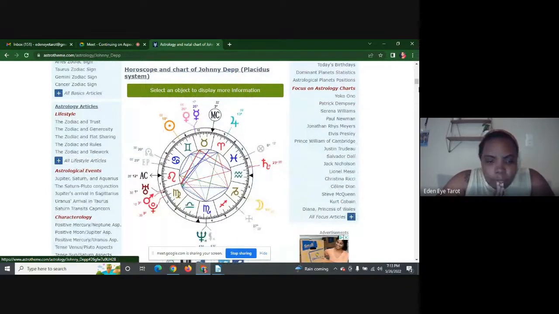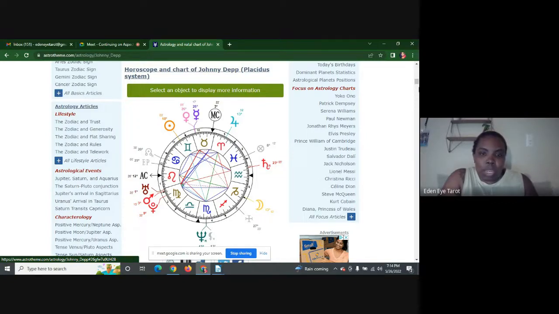So, Mr. Depp is a Leo rising. He has his sun in Gemini, moon in Capricorn. I know, right? Fun. I figured it's nice because of all the stuff he has going on.